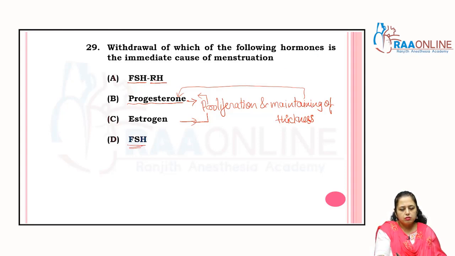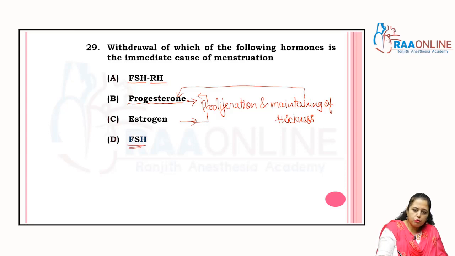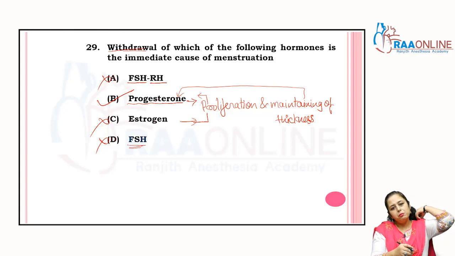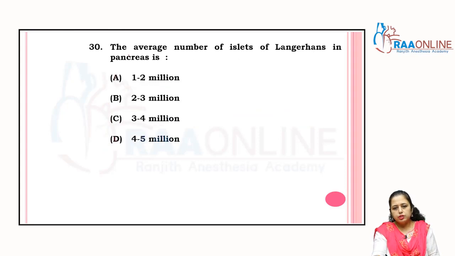So FSH maintains, right? Both of these hormones are not related, because the question is related with the withdrawal of progesterone. When the progesterone level decreases suddenly, then the maintenance of the endometrium is not possible. So among them, the most appropriate answer is progesterone. Estrogen is not directly related with that. The withdrawal of the progesterone hormone is the immediate cause of menstruation. So the answer is B. Come to the next one.